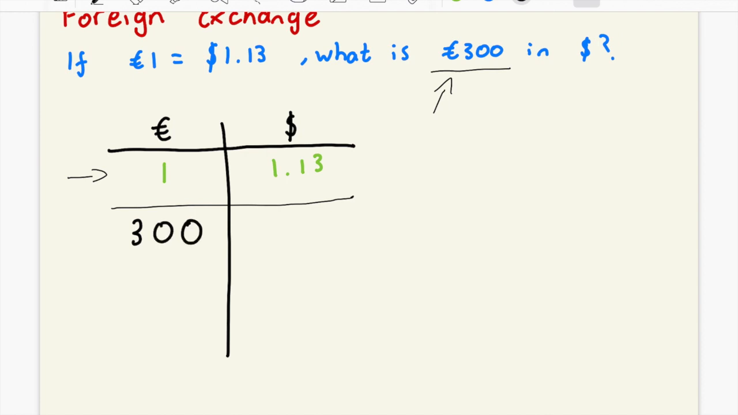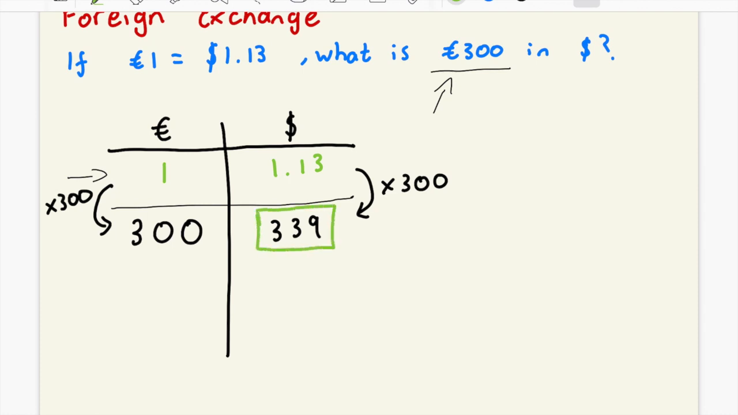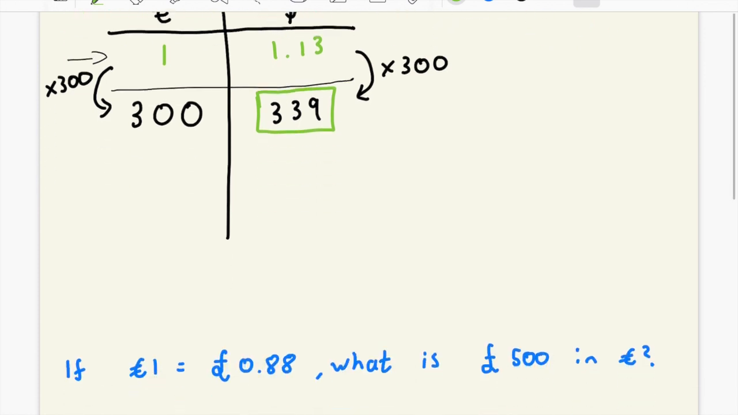Now in order to get from 1 to 300, all we have to do is multiply by 300. So we're going to do the same on the right hand side. Multiply by 300, and that will give us $339. And that is our final answer for this question. So €300 is equivalent to $339. So now let's look at an example that has an extra step in it.